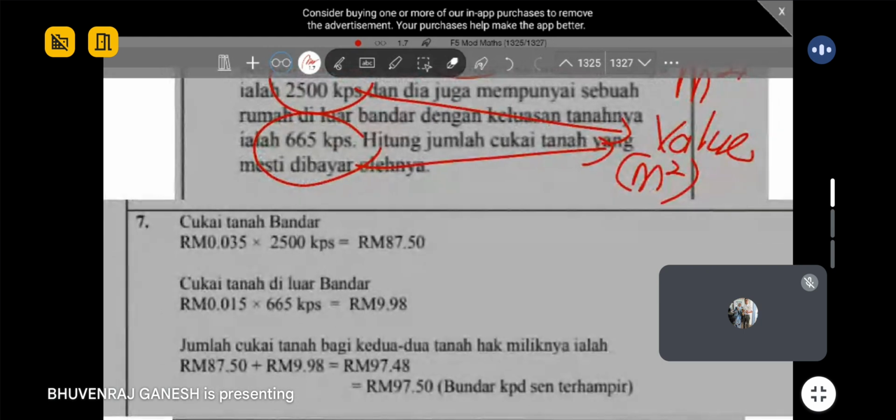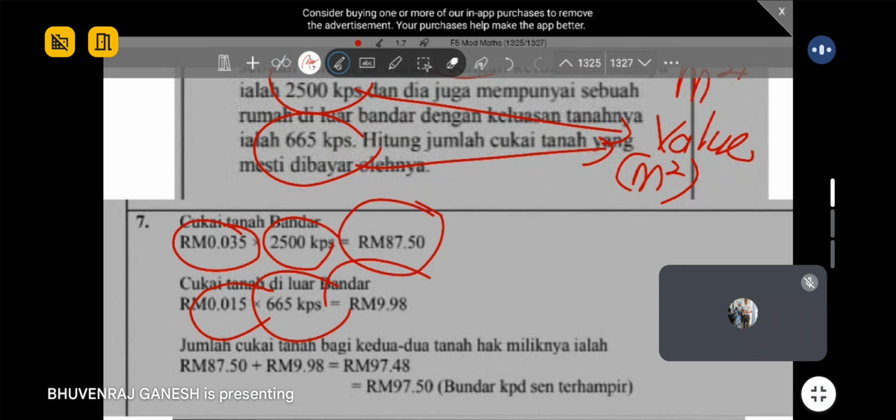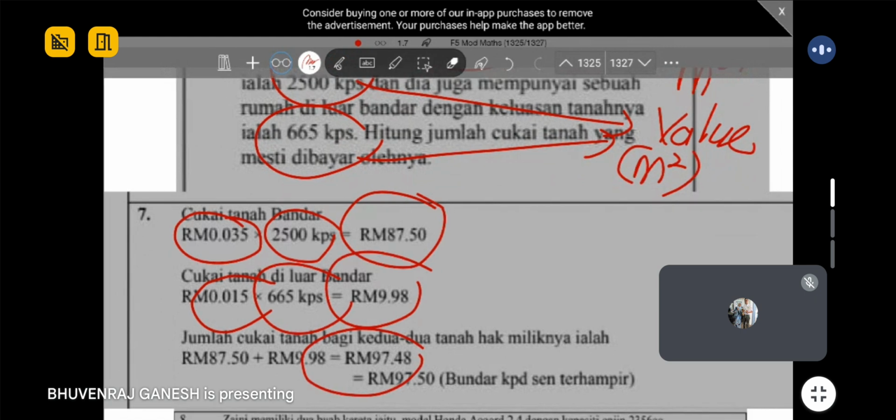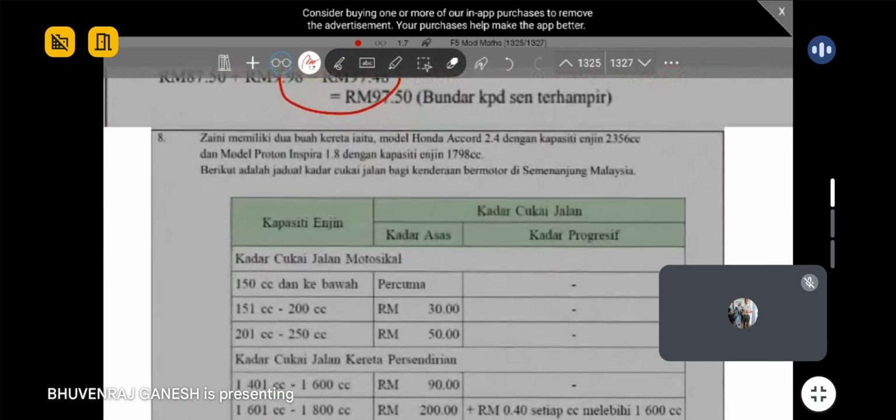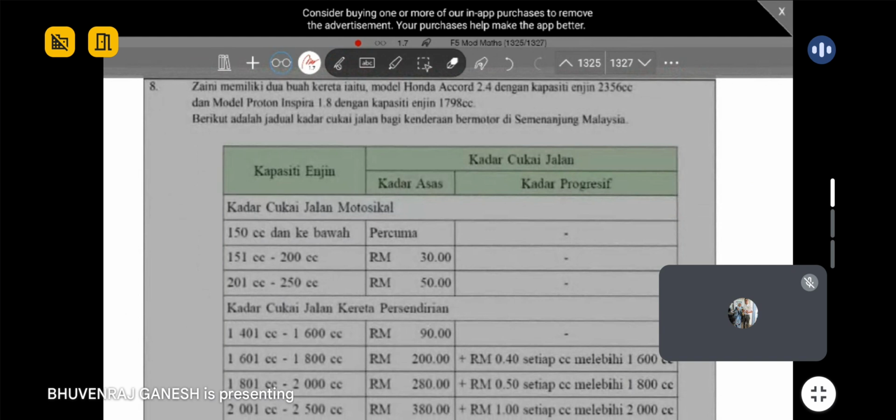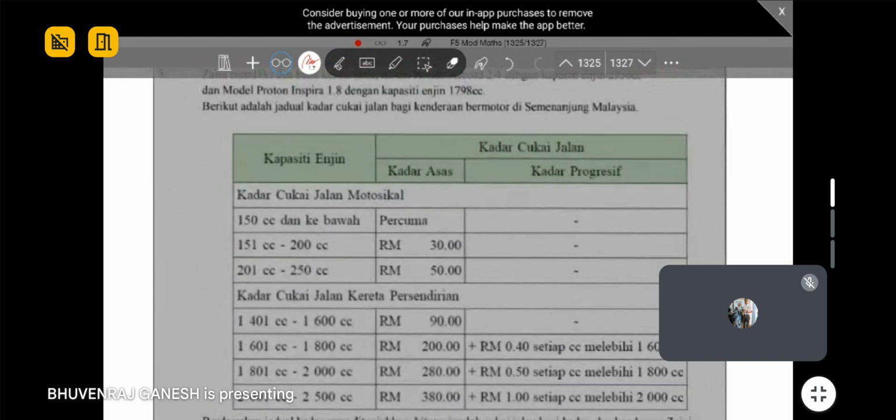So basically you are taking the rate for 1 KPS times the total area. Makes sense, right, guys? 1 KPS is 0.035, so 2,500 KPS is how much? So you need to multiply both. Same for the luar bandar, outside the town. You repeat the same step with the value given. Then you add both answers and you will get the final answer. Okay, guys? Can get it? This one is the second last question, if I'm not mistaken. Question 8.